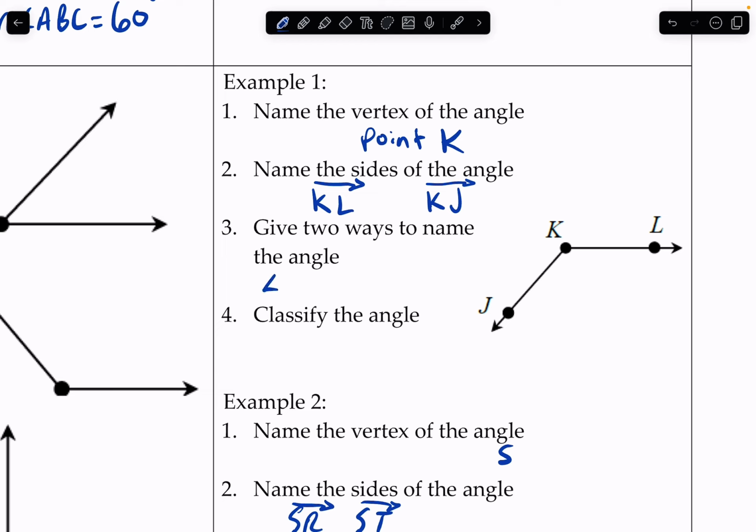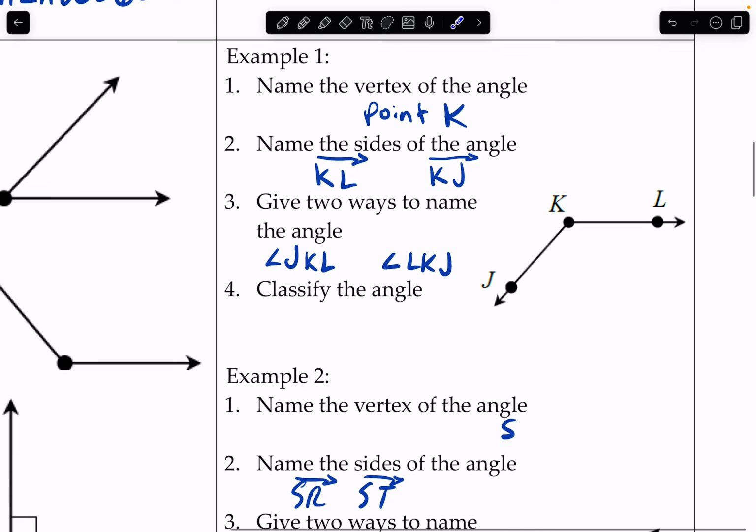Whenever you talk about angles, you're always going to want to have that angle symbol, and then the naming of the angle goes to the vertex and then through it. So I could go J, K, L. That vertex is going to be in the middle. Or, again with that angle symbol, I can go the other way, L, K, J. The main thing is that the vertex is the middle letter. So with J, K, L, I can ignore everything else and know that K is my vertex. Same with this one.